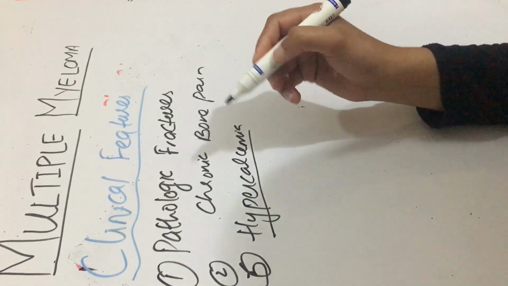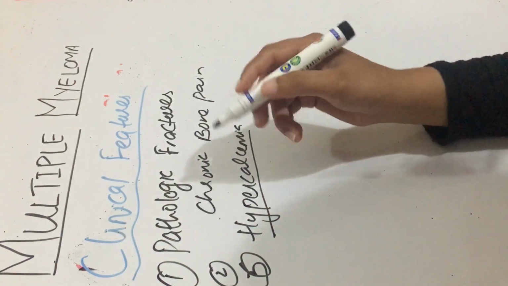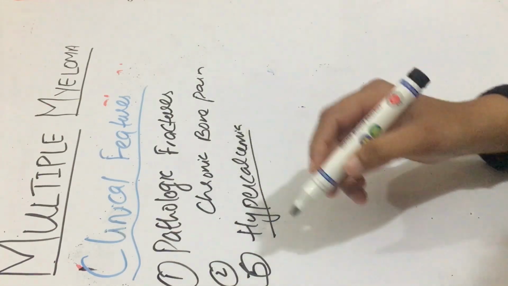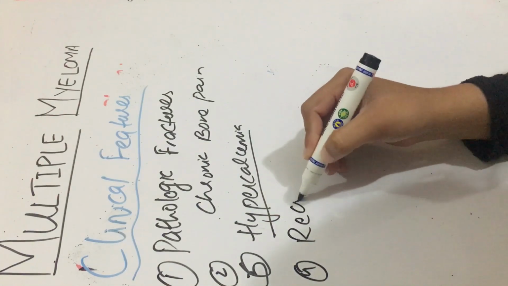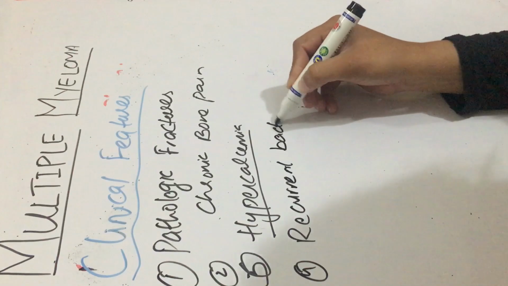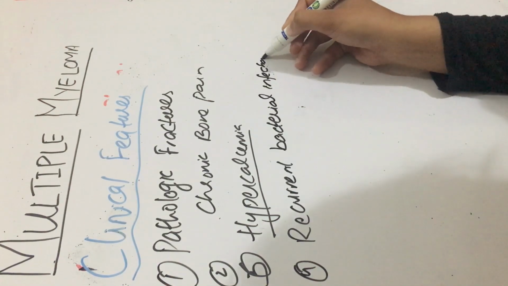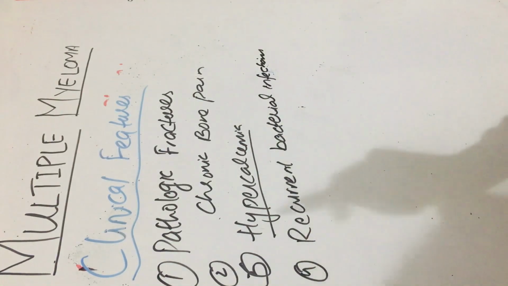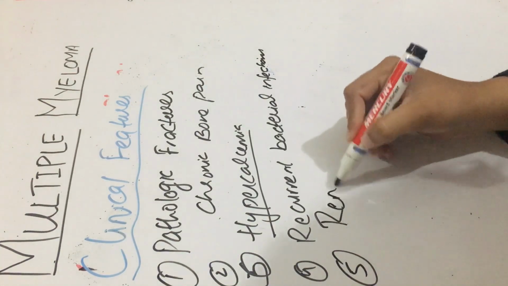and due to the hypercalcemia, the patient will present with neurological manifestations: headache, vomiting, or maybe constipation or polyuria. The fourth is recurrent bacterial infections. These patients are prone to recurrent bacterial infections, and it is due to the decreased production of normal immunoglobulins. The fifth is renal insufficiency.